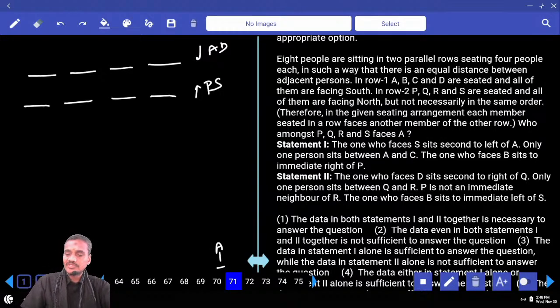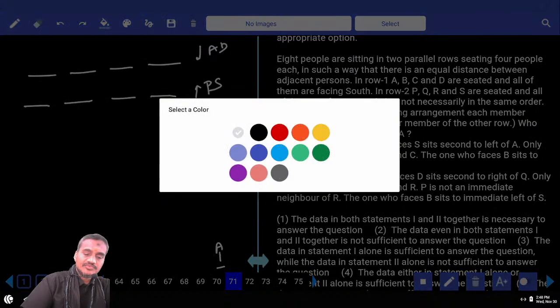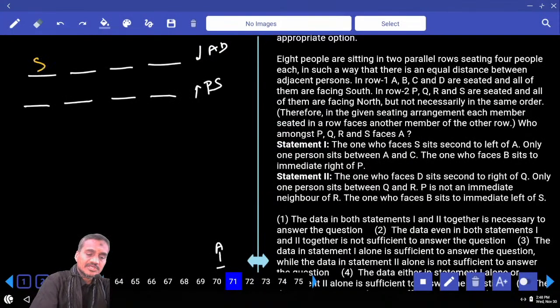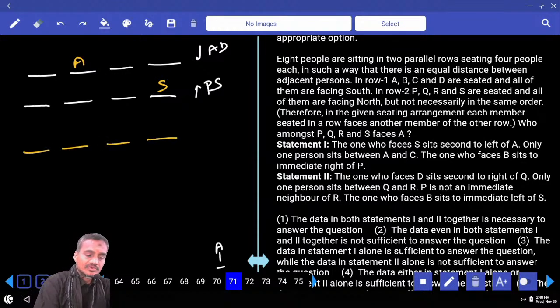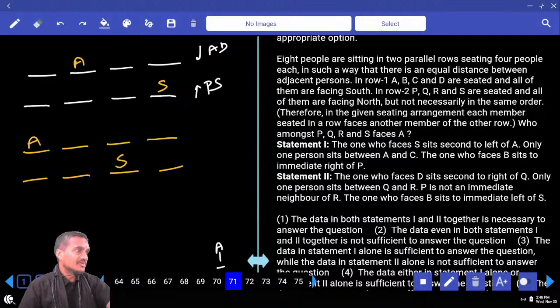Then first one, the one who faces S sits second to the left of A. That means if you take S at this place, the one seated second to the left of S faces A. Second to the left of S faces A. And what is the other case we have? In data sufficiency, you should always focus on the number of possibilities. Why? If there is one more possible answer, it cannot be an answer. That is how we prove it.